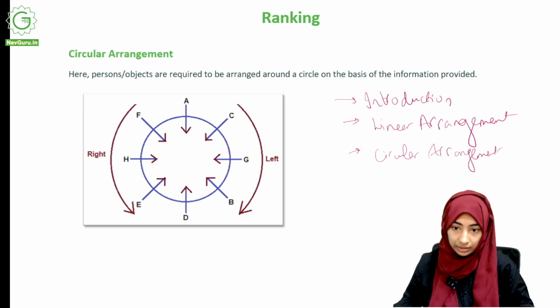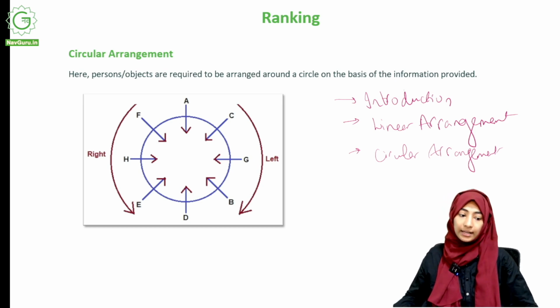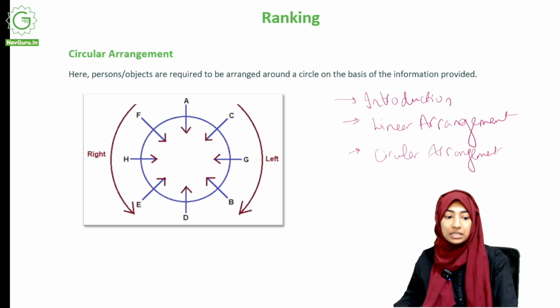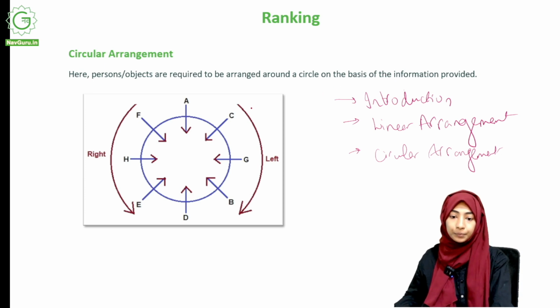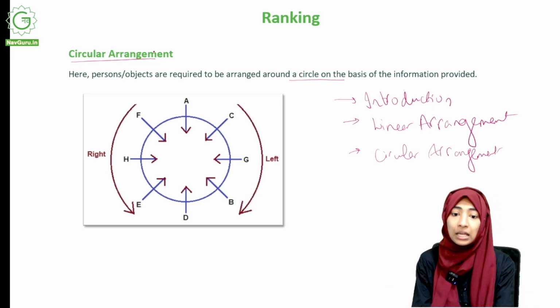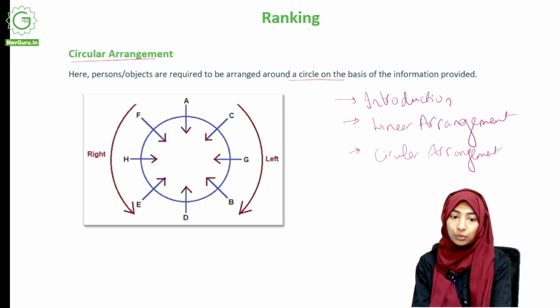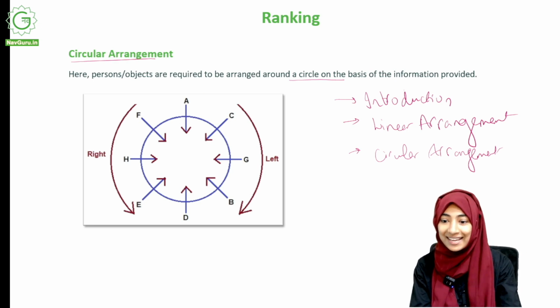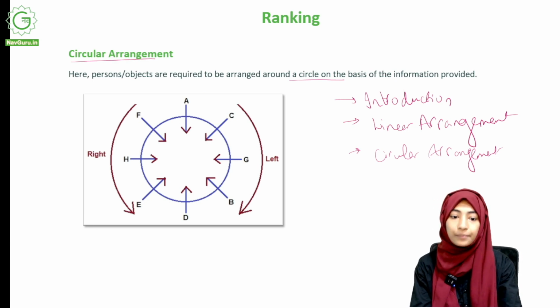And then we now will be starting with circular arrangement. Okay, so in circular arrangement, basically you have persons or objects that are arranged around a circle on the basis of the information provided. Okay, so I mean this is pretty obvious, right? Circular arrangement means, you can guess, it would be people that are arranged around a circle. Okay, so I believe it is pretty obvious, and that's just what it is.